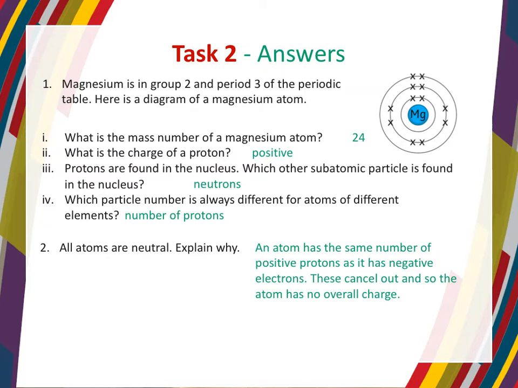Right, all of the atoms are neutral. Explain why. Well, that links very specifically to what we looked at earlier on. An atom has always got the same number of protons as electrons. So positive protons cancel out the negative electrons. So if it had 5 protons and 5 electrons, they would cancel out, so there'd be no charge.